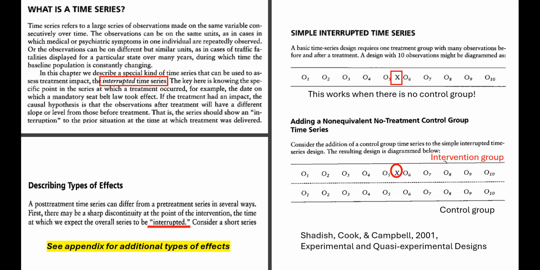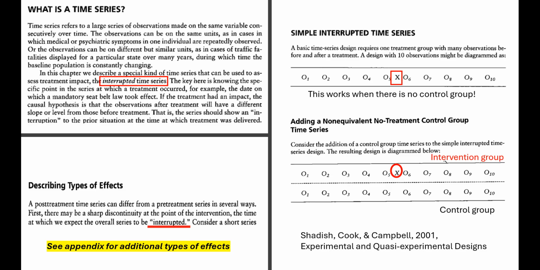The observations can be on the same units, as in cases in which medical or psychiatric symptoms in one individual are repeatedly observed, or the observations can be on different but similar units, as in cases of traffic fatalities displayed for a particular state over many years, during which time the baseline population is constantly changing.